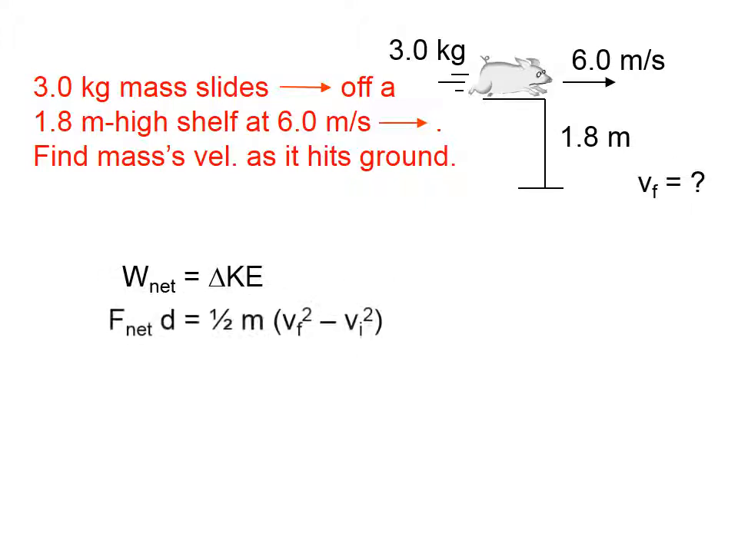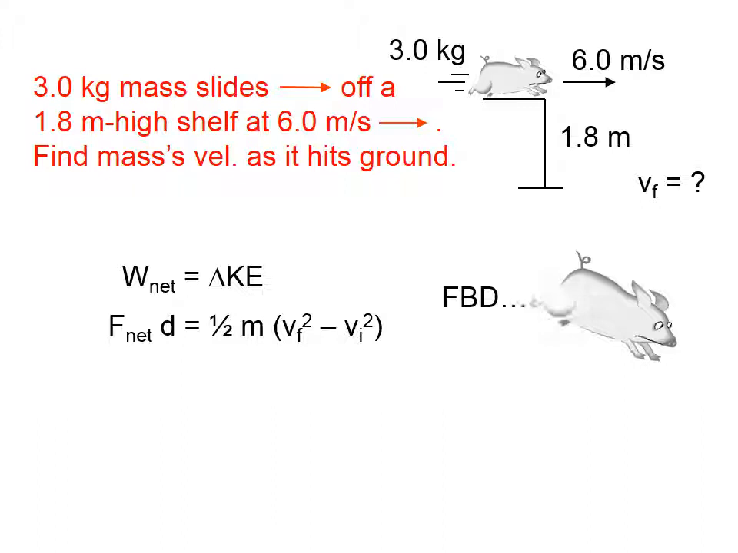The work-kinetic energy theorem requires us to find the net force on this mass as it's flying through the air. Let's draw a free body diagram of this mass as it flies through the air. The only force acting on it is its weight, which is m times g, 3 times 9.81, 29.43. Therefore, we know the net force to be 29.43. The distance through which that force acts is 1.8 meters.